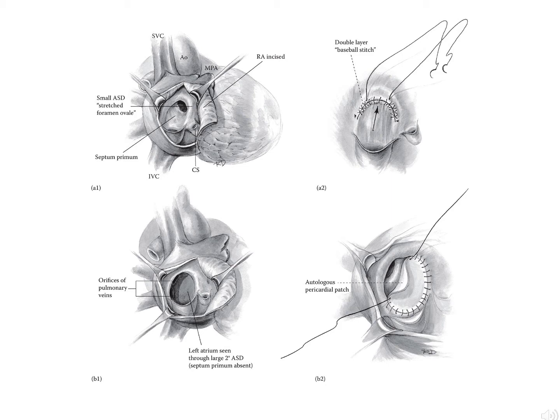It's important to remember that if you do use autologous pericardium or bovine pericardium, those materials are sided, meaning that you have to put the rough side on the right atrial side and the smooth side on the left atrial side. There have been documented cases of stroke when this is accidentally reversed. Usually post-operatively, these patients are put on aspirin, again, to further reduce the risk of thrombus along that patch material.